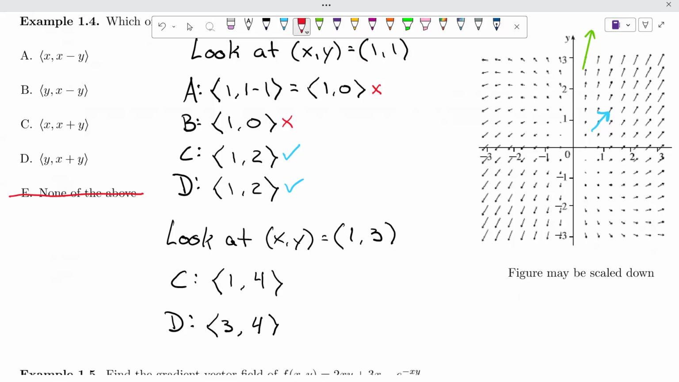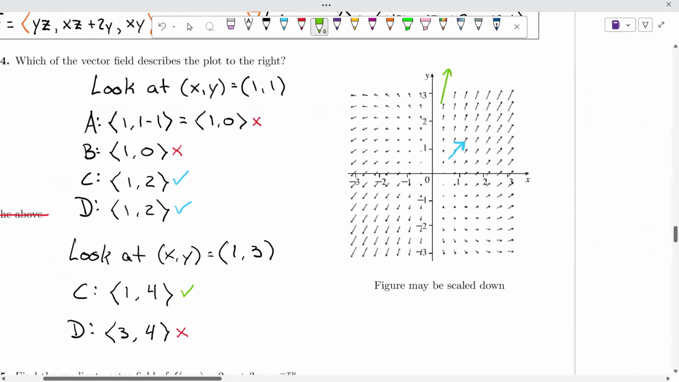So of those two options, D points a fair amount to the right. It's got 3 units pointed to the right with 4 up, whereas C only points 1 unit to the right with 4 up. So C looks like a much better choice here. Because the x component of the field depends only on the x value, if I'm near the y-axis, I'm not going to see a ton of left or right movement, which is consistent with the field I saw over on the left.